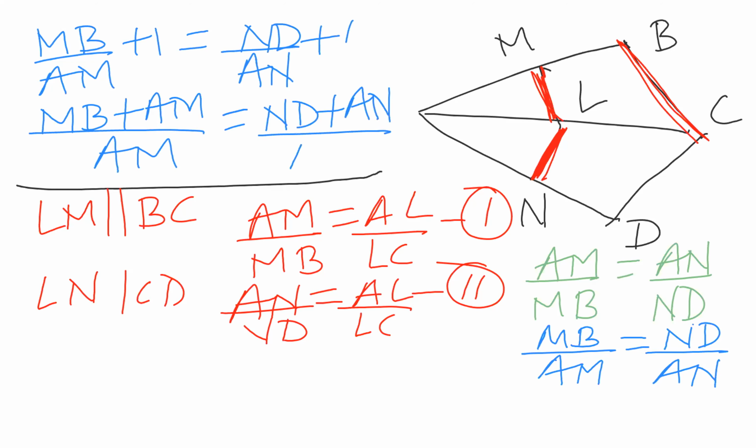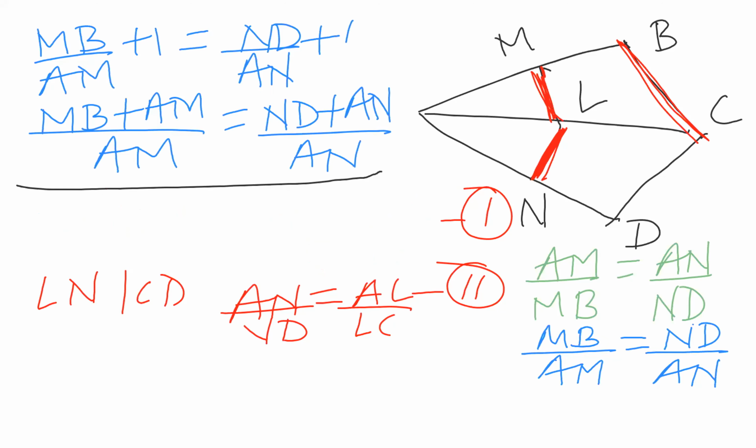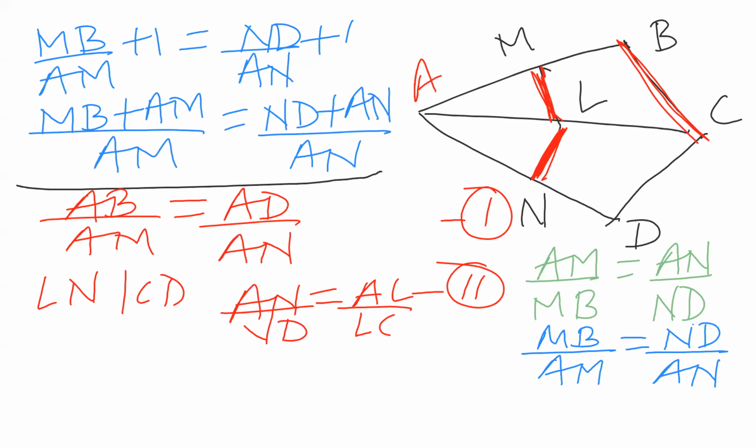Now that would be AB upon AM is equal to... now what is the value of AB? MB plus AM becomes AB. So AB by AM equals AD upon AN.